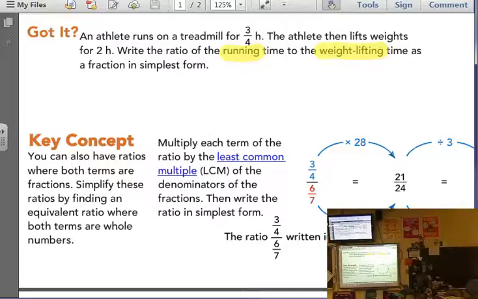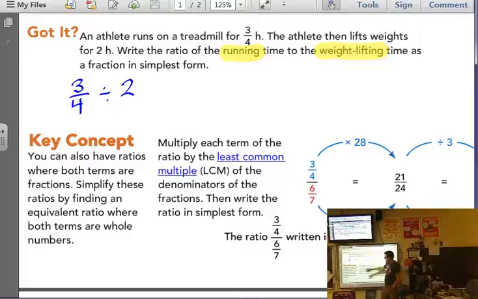Running time compared to weightlifting: keep, change, flip. Do we change the weightlifting time to a fraction? Yes, you will. Carolyn, how do I start this? 3/4 divided by 2/1. Because my running was 3/4 and my weightlifting was 2, I set up 3/4 divided by 2. Then, Ellie, what do I do next?